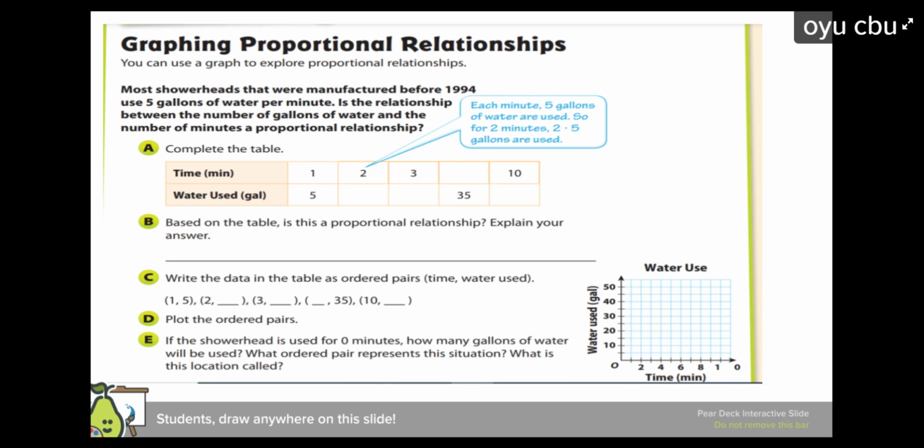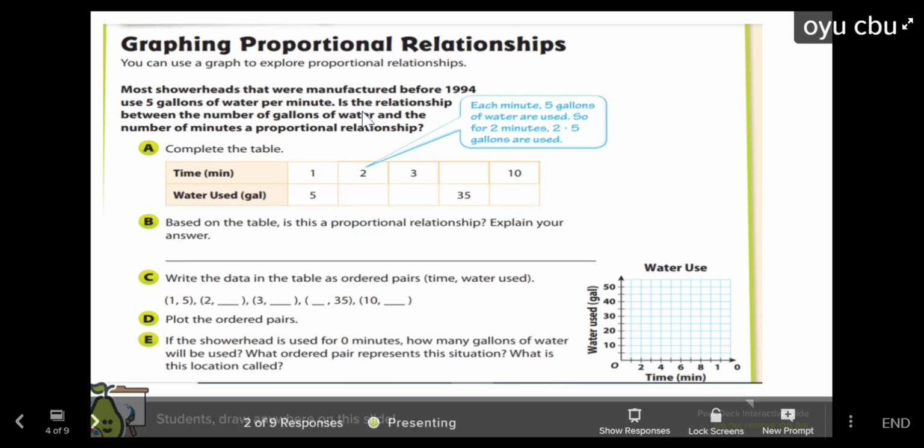Now we did a Google search, and we discovered that now shower heads have something in them to where only 2.5 gallons of water come out. It's a water restrictor. It's a limit. So now as much water doesn't come out as it used to. So they want to know, is the relationship between the number of gallons of water and the number of minutes a proportional relationship? We could just find out by what we did last week.